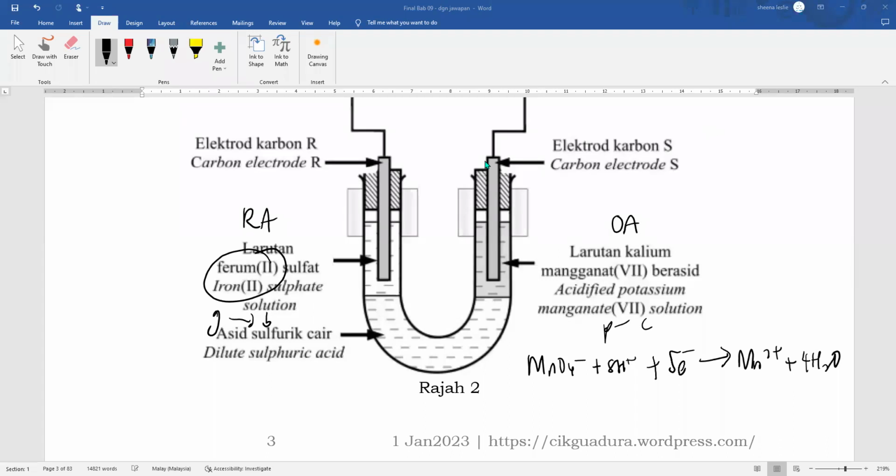Okay, how to get this? Very simple. I know I've got O here, so I must have water. Okay, and then to make the O 4, I have to put 4 in front here. That means my hydrogen here is 8, which means I have to put 8H plus here because it is acidified potassium manganate. Okay, and then here is -1 plus 8. So watch out. -1 plus 8, and then here is plus 2. So -1 plus 8 is how much?